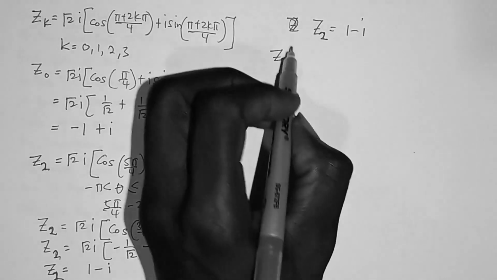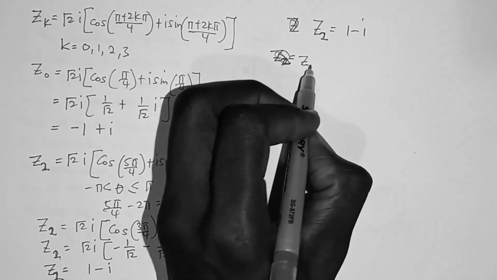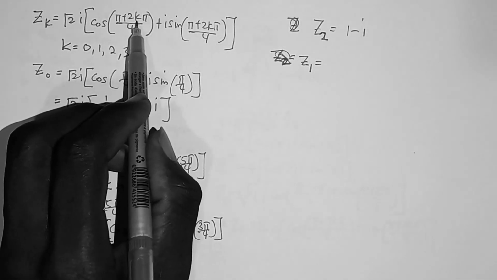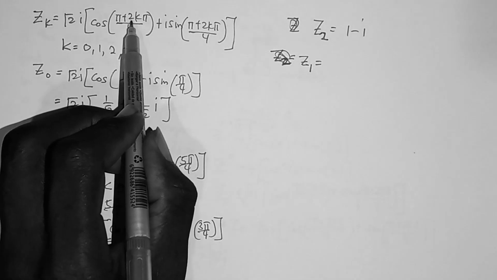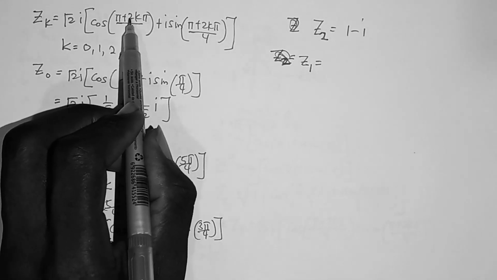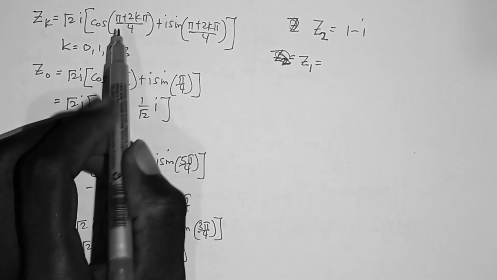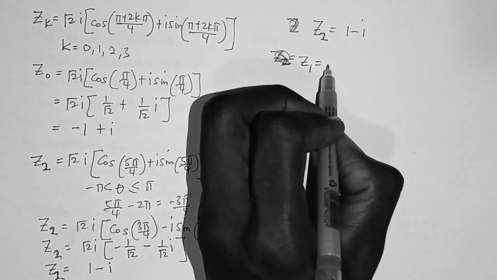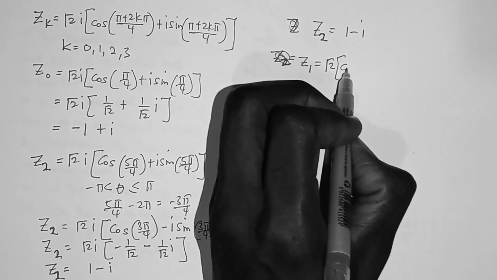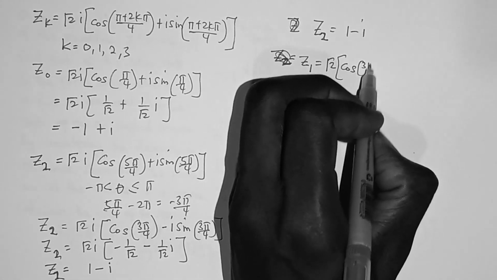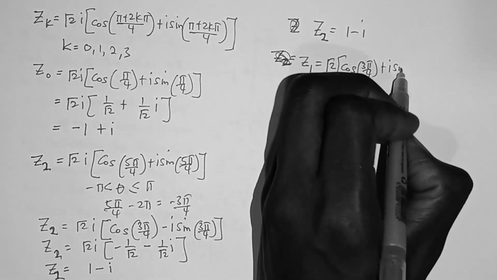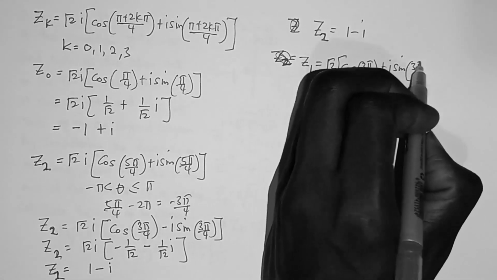Now let's do for Z1. So Z1 is equal to, wherever you see k, you put in 1. So it's going to be pi plus 2 times 1 is 2. So pi plus 2 pi is 3 pi. So here is going to be 3 pi over 4. And therefore it's going to be root 2 times cos 3 pi over 4 plus I sine 3 pi over 4.